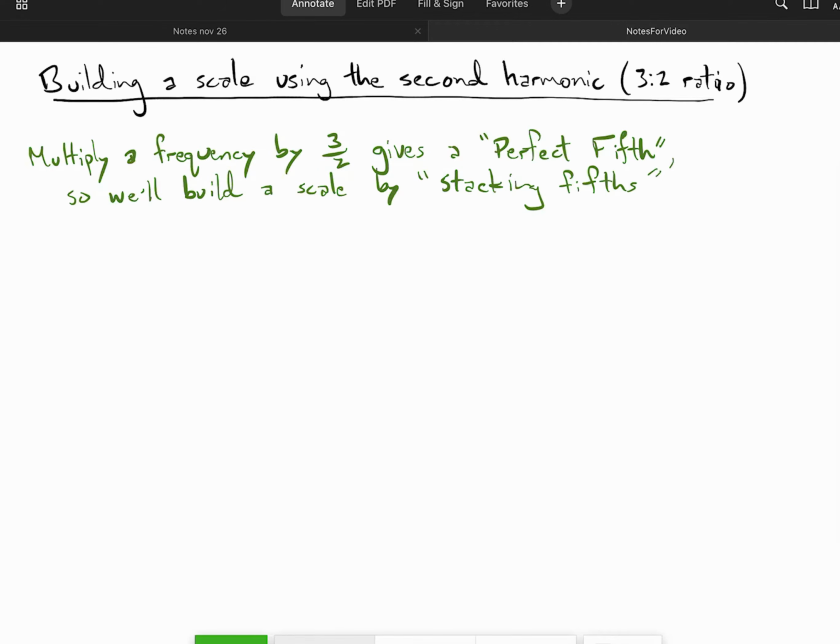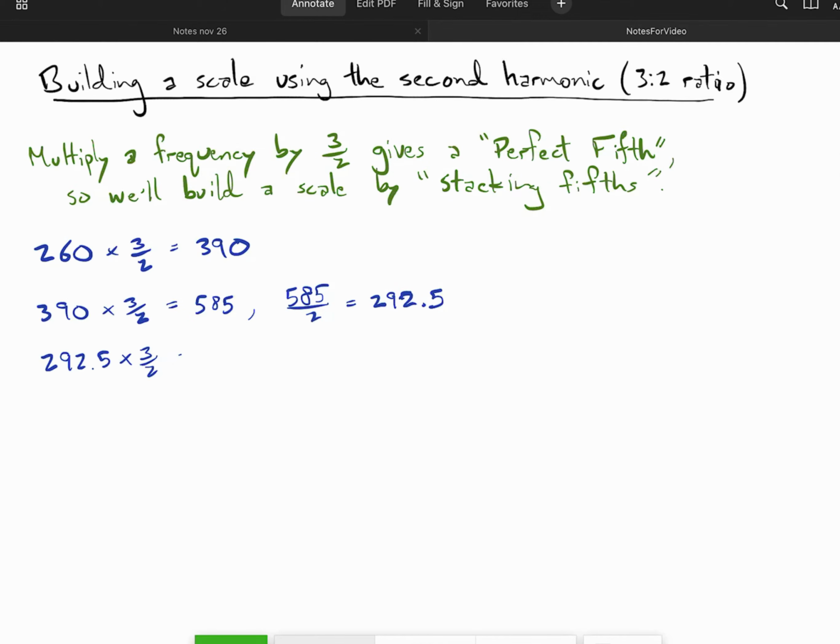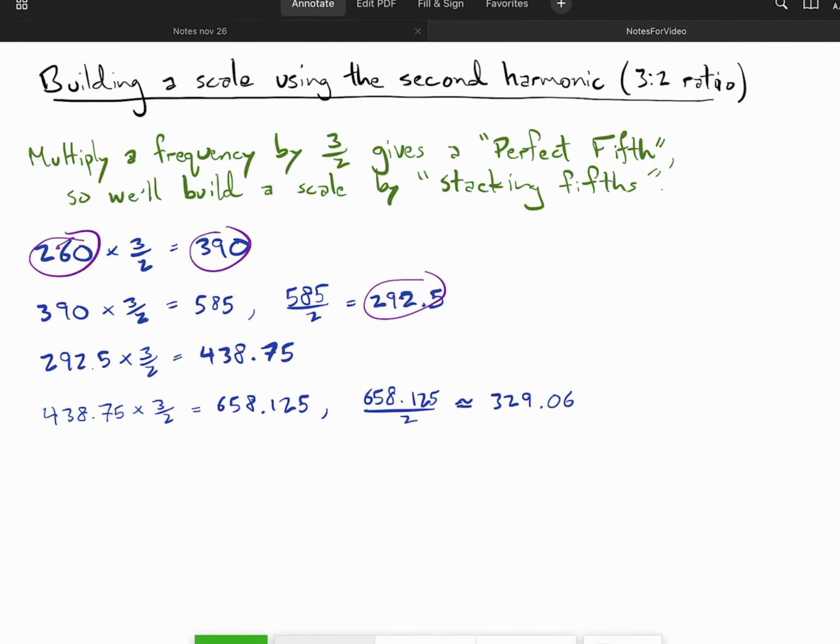octave, will only make sense later. So we'll start with a fundamental of 260 Hz again, and multiply by 3/2 to obtain a second tone, 390 Hz. Then we'll multiply that frequency by 3/2, and rescale, so that we get a frequency between 260 and 520 Hz. Then we'll multiply that third frequency by 3/2, rescale if necessary, and so on. If we do this 4 times, we get these tones in order.